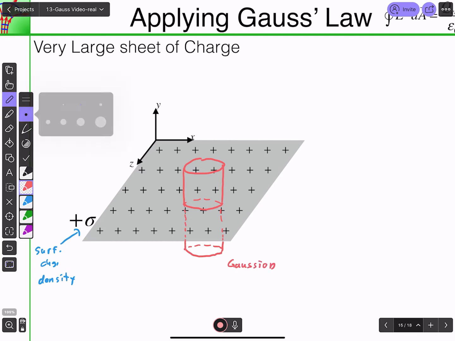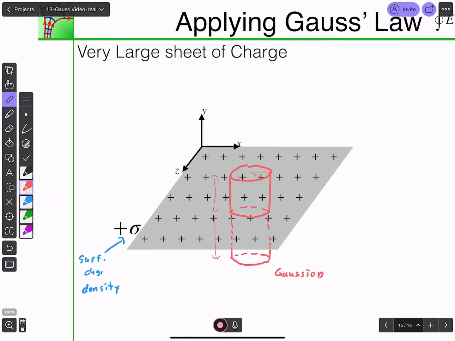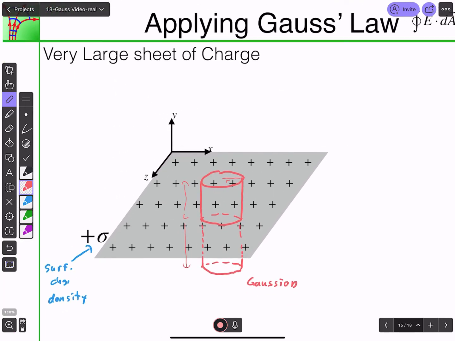Let me make my pen a little finer, and it's going to have a radius r and a length l, like so. So now, with this Gaussian, we can look here. Let's say I look at a point on the top. The electric field points upwards, right? And the area vector also points upwards. So in this case, E dot dA is going to be just E times dA. Because they're pointing in the same direction, that just becomes E dA.